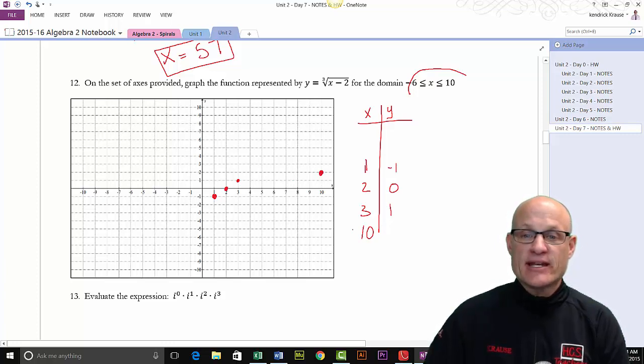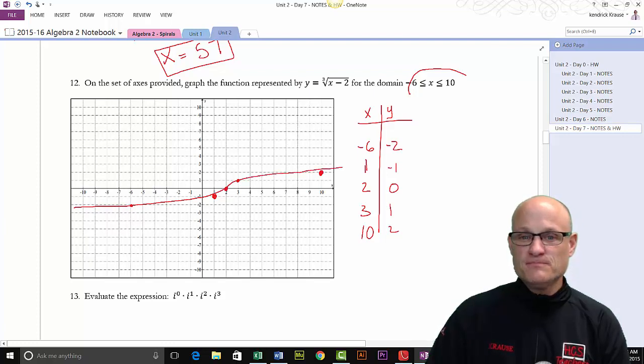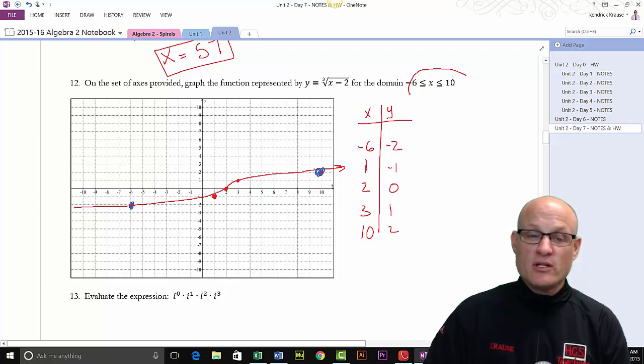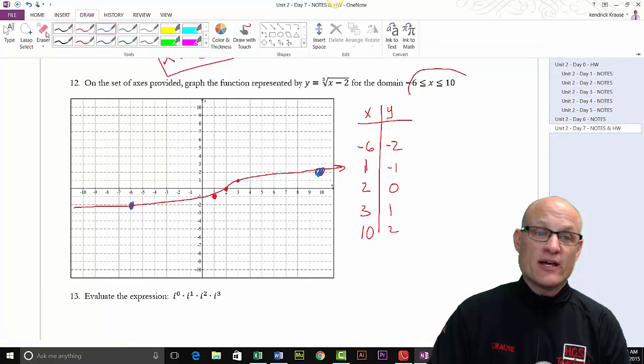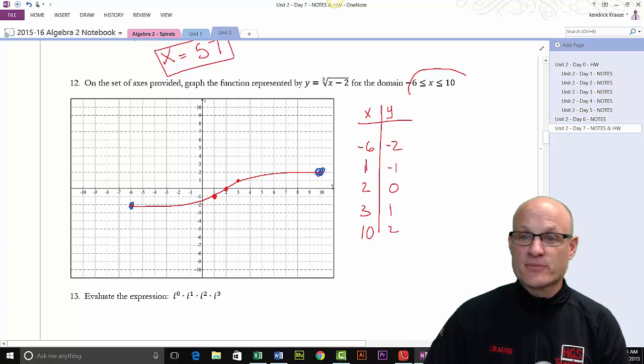So that's 8 above. So at negative 6, if I looked on my table, on my calculator, it would tell me it was negative 2. So there is the cube root function they asked us to graph. But they asked us to graph it only from negative 6 to 10. So I really should not have arrows on there. In fact, I have to delete this whole line because I really shouldn't have arrows on there. I should just go like this and stop.